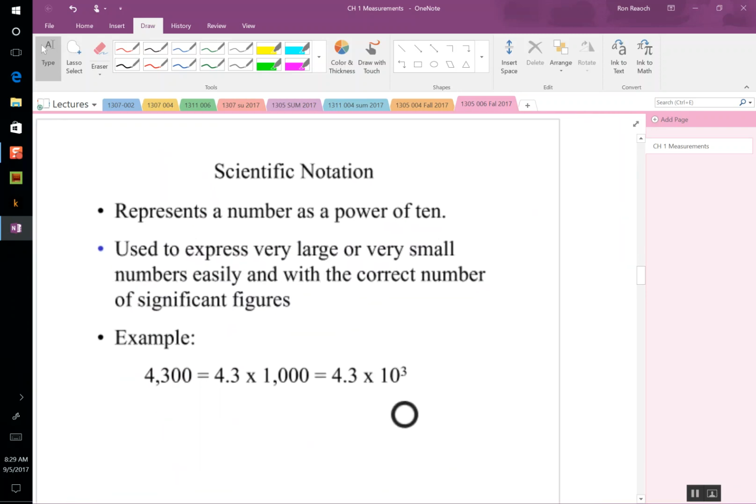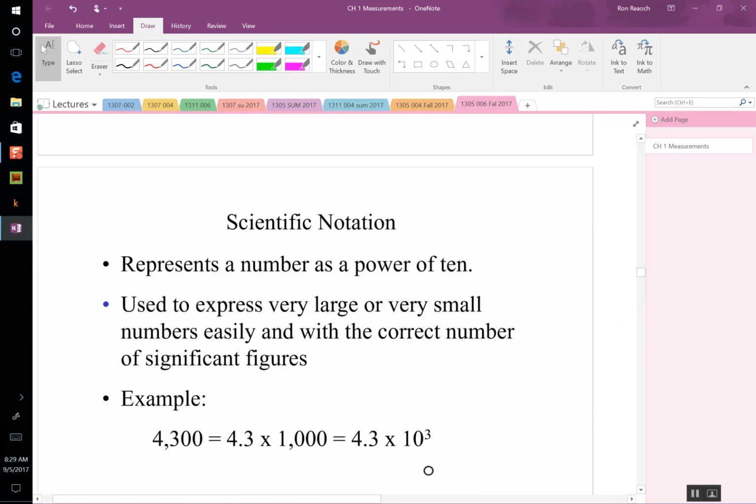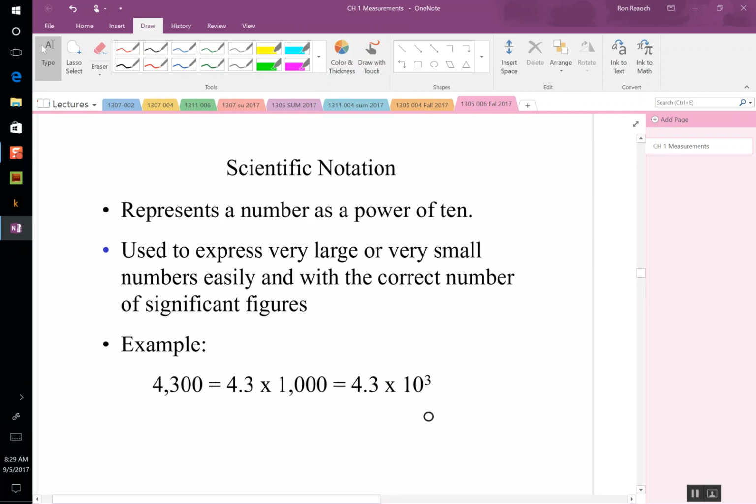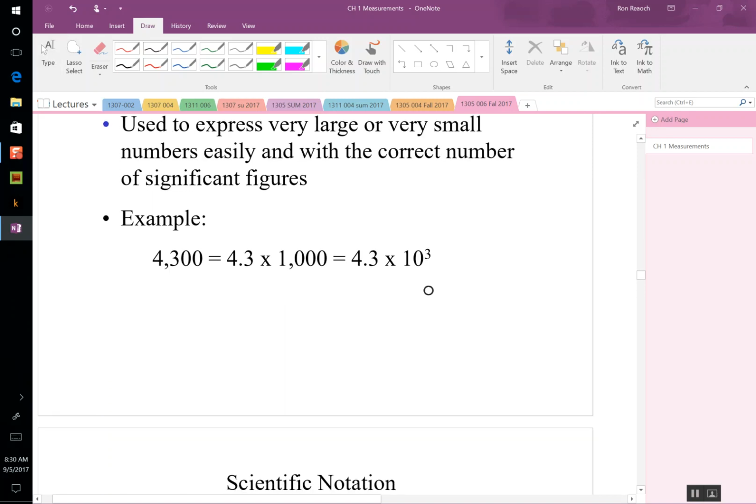All right, let's look at scientific notation. We're going to deal with some very big and very small numbers. We're going to represent them in powers of 10. 4,300 is the same as 4.3 times 1,000, which is 10 to the third. 10 to the third is 10 times 10 times 10. 10 cubed is 10 times 10 times 10, or 1,000.